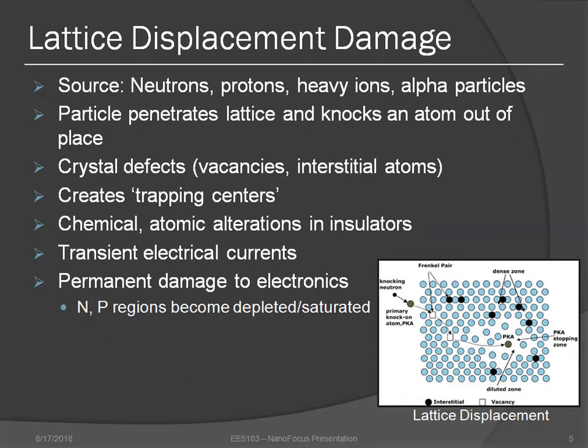When this event occurs, you also get some transient electrical currents, and it also causes chemical and atomic alterations in insulators such as your gate oxide layers. Displacement damage is permanent and causes n-doped or p-doped regions to become more saturated or more depleted, as the case may be, and it increases the number of recombination centers and causes a loss of transistor gain.